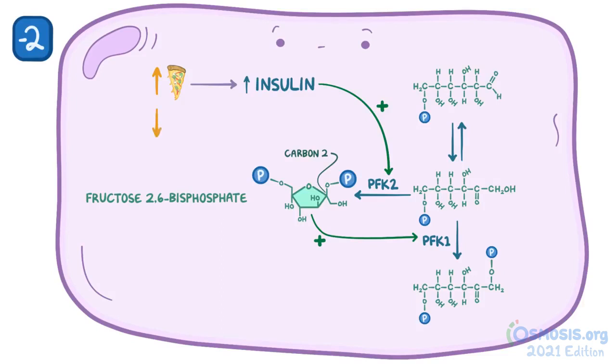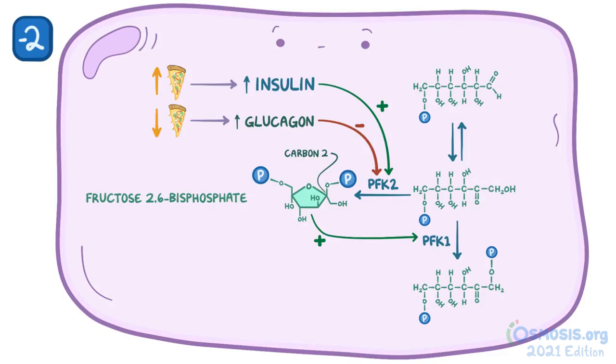Now, when the body is in a fasting state, like a few hours after a meal, blood glucose levels go back down, and the pancreas secretes glucagon instead of insulin. Glucagon inhibits PFK2, resulting in less fructose 2,6-bisphosphate, which inhibits PFK1, decreasing the rate of PFK1 enzymes, and that slows down glycolysis. Fewer tires, fewer cars.